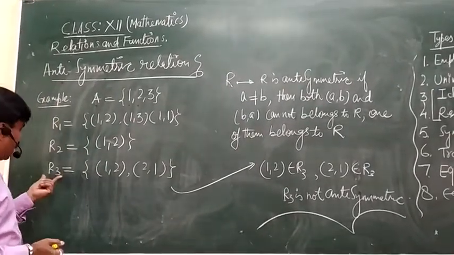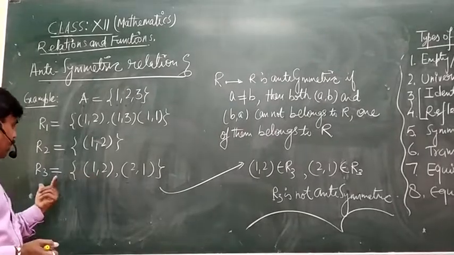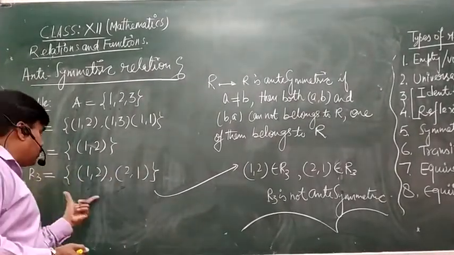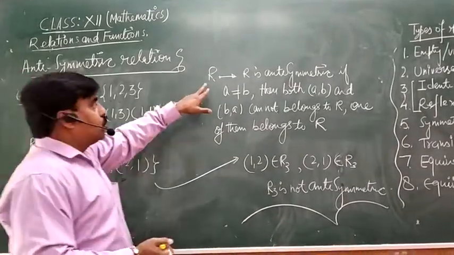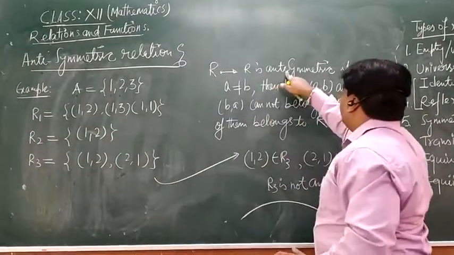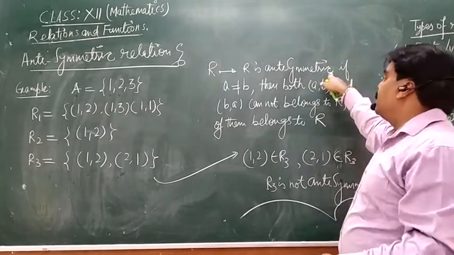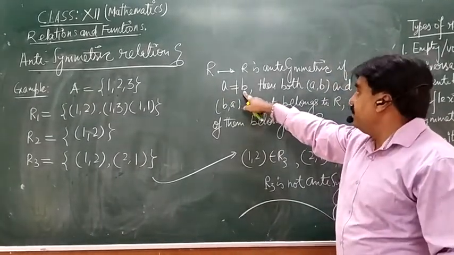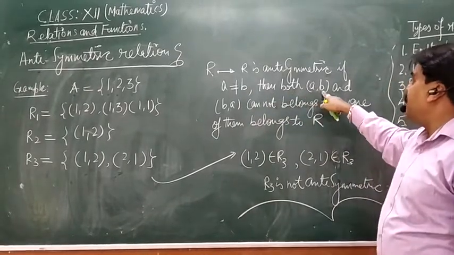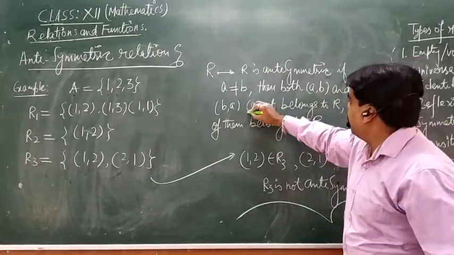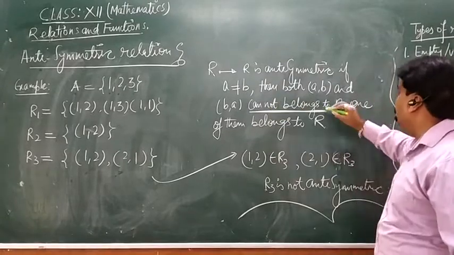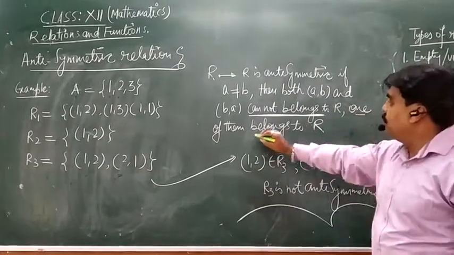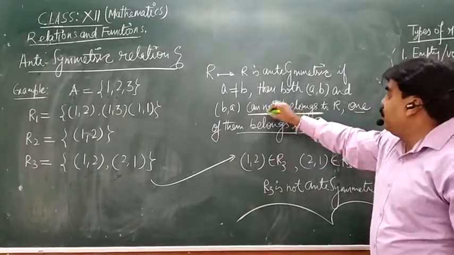See, this relation R3 is an anti-symmetric relation. Now why is this R3 an anti-symmetric relation? A relation R will be anti-symmetric if A is not equal to B, then both (A, B) and (B, A) cannot belong to R. One of them may belong to R, but both cannot be.